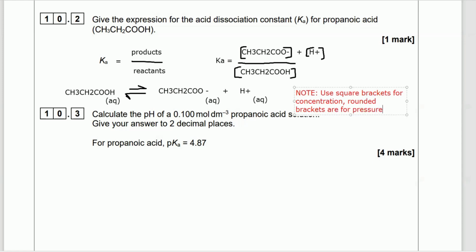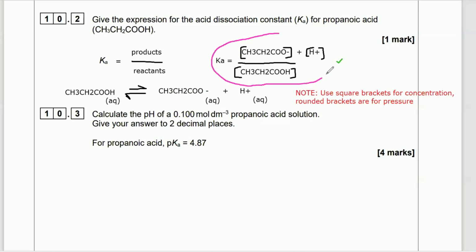Right, so yeah, little note, make sure you use square brackets for concentration, rounded brackets for pressure. Okay, we're going to move on to 10.3. Calculate the pH of a 0.1 mole per decimeter cubed propanoic acid solution. Give your answer to 2 decimal places for propanoic acid where the pKa is 4.87.